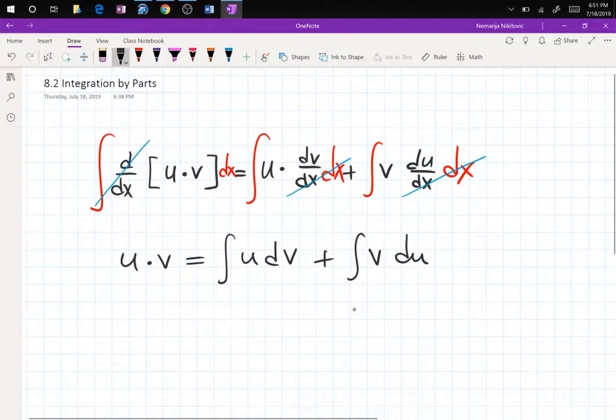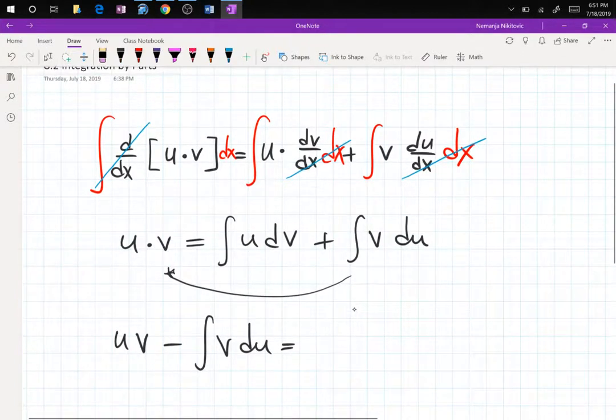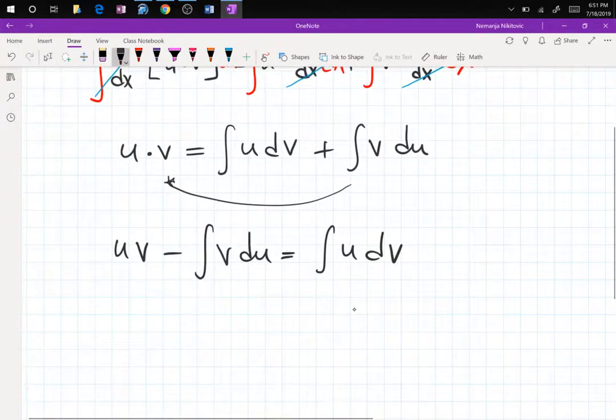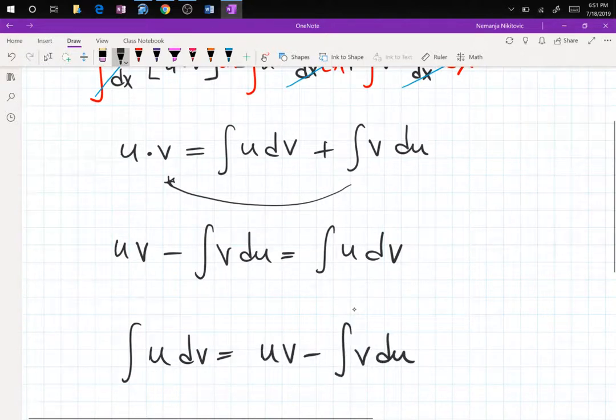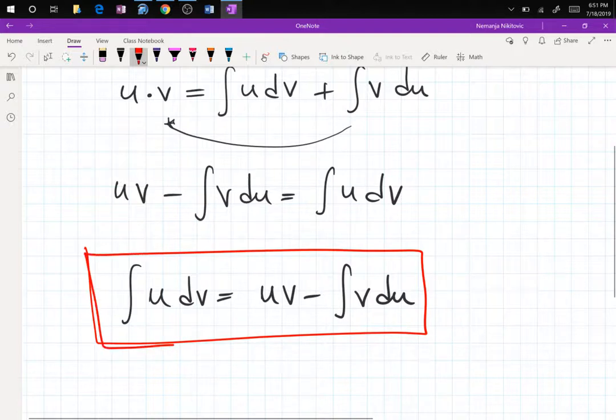Now all I'm going to do is move this to the other side and get uv minus the integral of v du equals the integral of u dv. There we go. And now we're just going to say the integral of u dv is equal to uv minus the integral of v du. This formula is known as integration by parts.